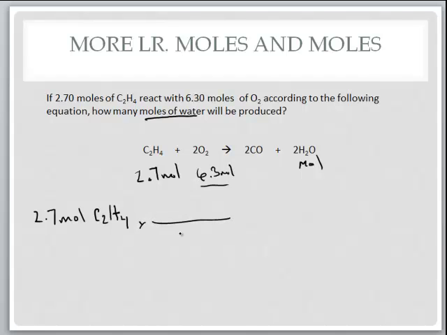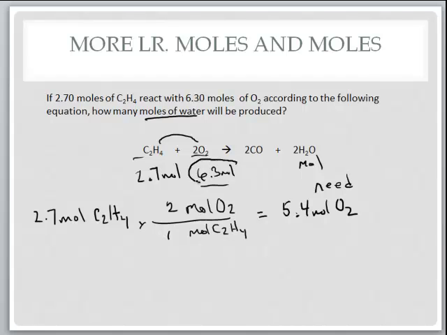So let's do the dimensional analysis. We want moles of C2H4 in the denominator. And now we can go right to moles of O2. Notice I don't have to convert to grams because to go from one thing in the equation to the other, we do that with moles. So the numbers in the conversion are 1 and 2 from the coefficients in the reaction. So if I do that math, I get 5.4 moles of O2, and that's how much I need. Well, that's how much I have.